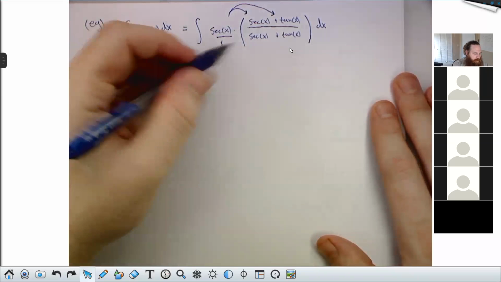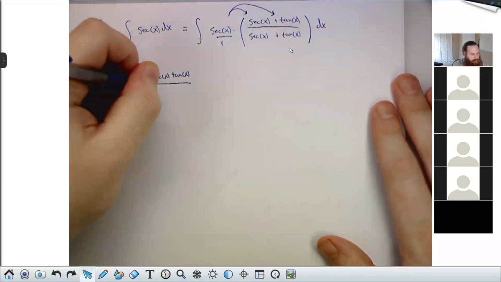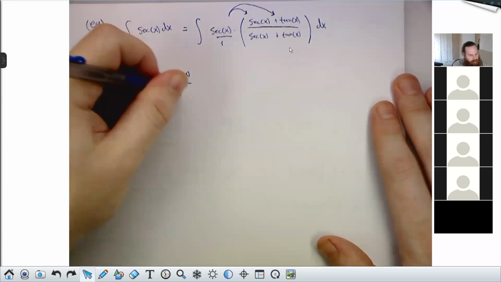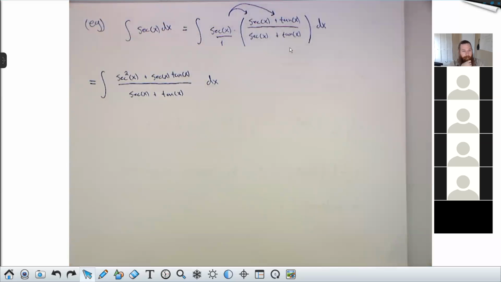And the bottom is 1 times secant plus tangent. So that's just secant x plus tangent x. There's only one reason I would introduce this today, and that's because today is the day where we learn about substitution. So you can guess that the move is going to be a substitution. Does anybody see a connection between any of these pieces and their derivative here?